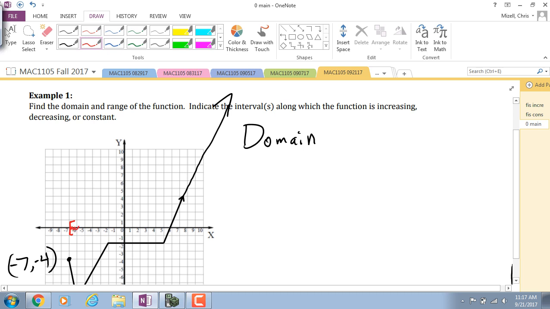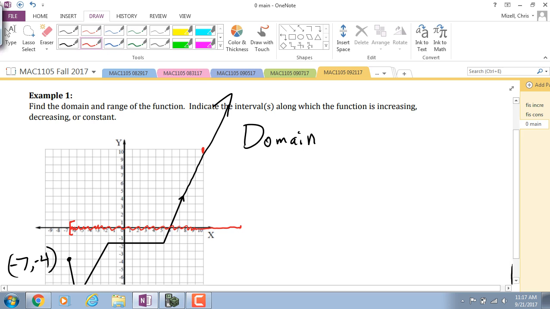It just keeps on going. If we're wondering, is 10 in the domain? Well, it looks like it is. It looks like there's a point on the graph up here somewhere that has an x-coordinate of 10. If we're wondering if 15 is in the domain, well, it looks like it is, because if we go way up here somewhere, there's going to be a point on the graph with an x-coordinate of 15. Since the graph just keeps going up, up, up, and to the right, right, right, it'll go as far to the right as we want it to go.